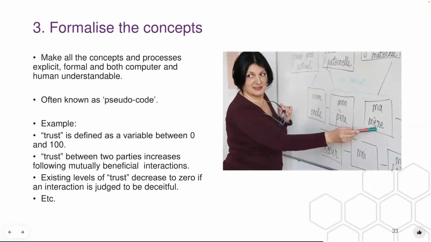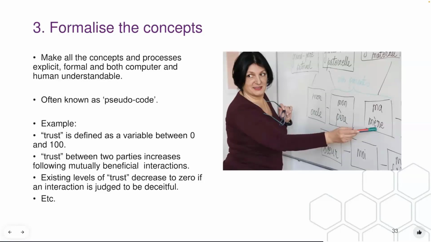So moving on for step 3, you need to formalize your concepts. And what I mean by this is you'll want to make all the concepts and processes explicit, formal, and both computer and human understandable. This is often known in the computer programming world as pseudocode, but you don't need to know how to write code. You just need to start understanding how to formalize things if you're going to use computational methods.